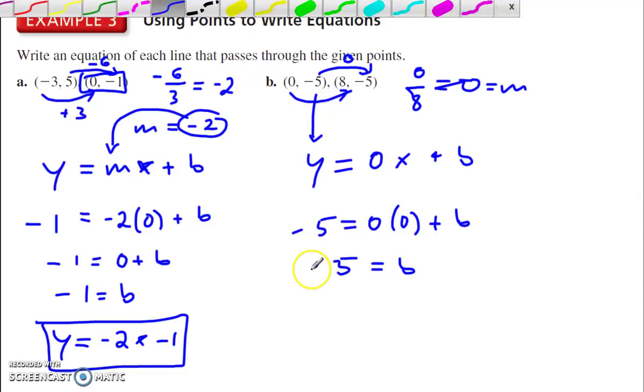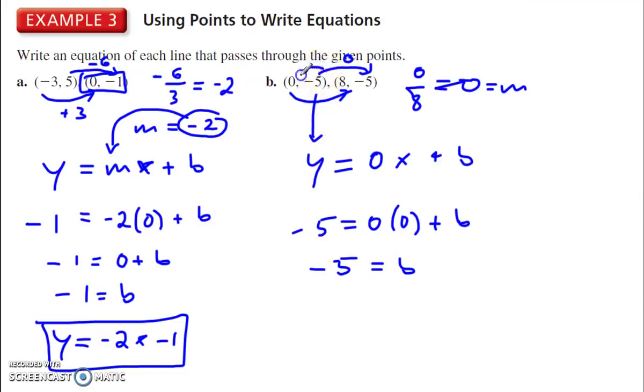And that is actually something you can see right away. If there is no change in y, then that is a horizontal line. A 0 slope is a horizontal line, and that means the y-intercept is going to be at -5, right? Because y is always -5. So if it's a horizontal line, the y-intercept is going to be the same as the y value.